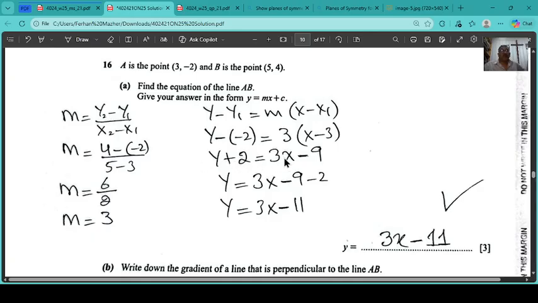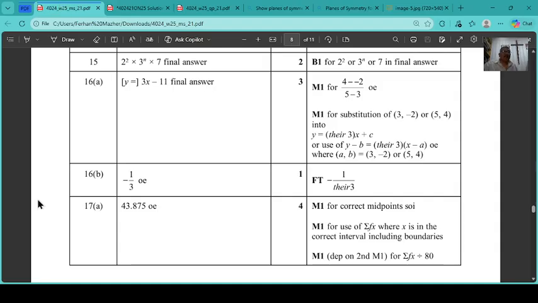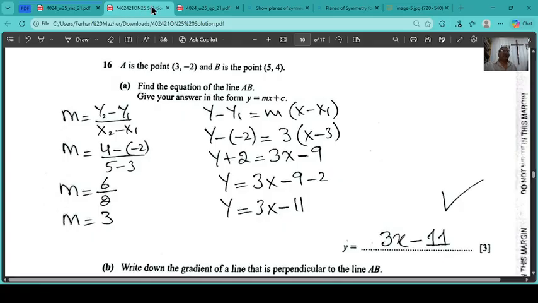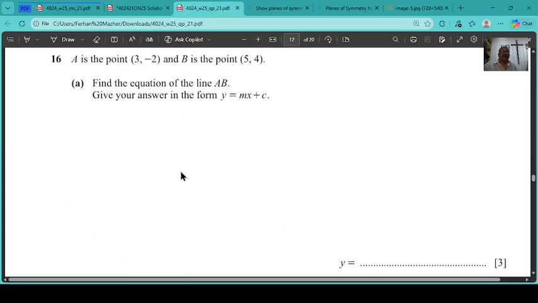So you will have y + 2 = 3x - 9. So y will be equal to 3x - 9 - 2. So y will be equal to 3x - 11. So the equation will be y = 3x - 11. This is how this A part is done.